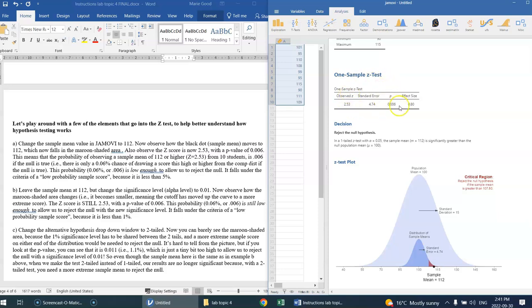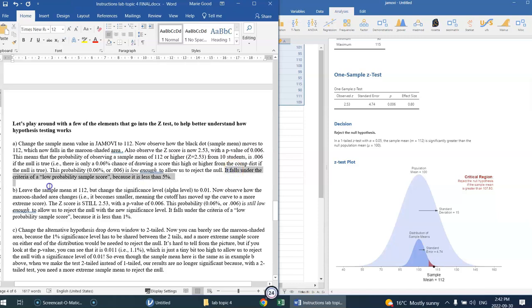So the p-value for this sample mean is 0.006. Right? So this means that the probability of observing a sample mean of 112 or higher, which corresponds with a z-score of 2.53, is 0.006 if the null is true. In other words, there's only a 0.6% chance of drawing a score this high or higher from the comparison distribution if the null is true. This probability is low enough to allow us to reject the null, right? Because it falls under the criteria of a low probability sample score.